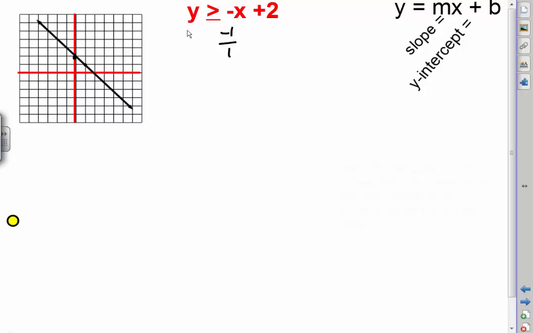So now where do we shade? 0, 0 is close enough this time, so we choose 0, 0. We go y, which is 0, is greater than or equal to 0 plus 2. 0 is greater than or equal to 2. Is that true or false? That is a false statement. So since we chose this side and we got a false statement, that means we shade on this side.